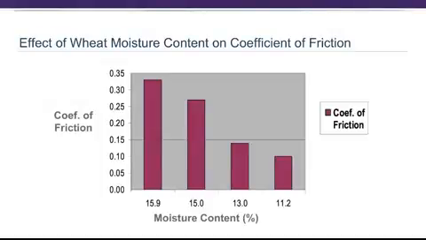This shows you the effect of moisture content on the coefficient of friction of wheat. Again, a very significant change from 0.32 or 0.33 all the way down to 0.10 as the wheat is dried from 15.9 to 11.2% moisture. And of course, that's going to be true with all of the grains that we're looking at.